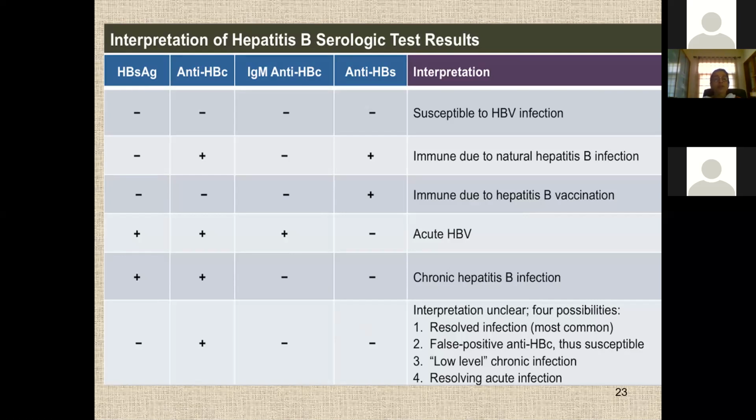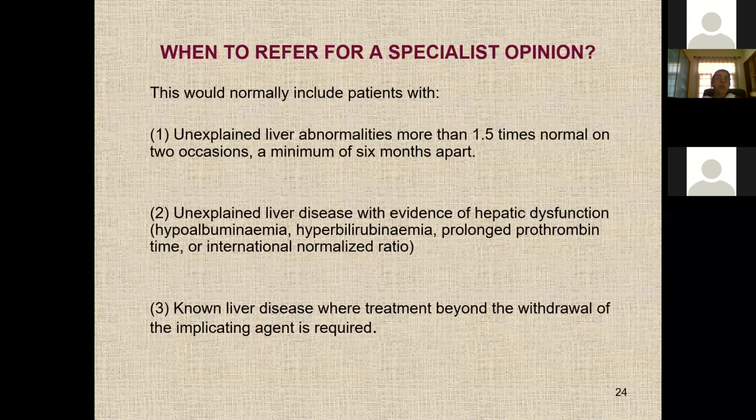So when to refer for a specialist opinion? Every derangement does not mean you need to refer to a gastroenterologist. And sometimes the general physician, the internist, the family physician can manage these patients. If there are unexplained liver abnormalities more than 1.5 times normal on two occasions, a minimum of 6 months apart, then you need to refer to a specialist.